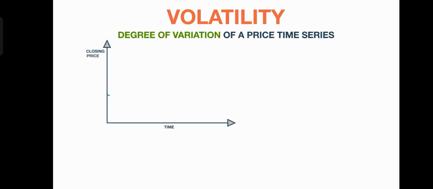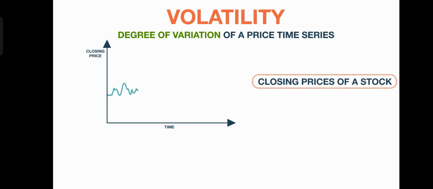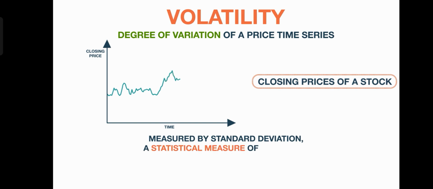In finance, volatility is the degree of variation in a price-time series, such as the closing prices of a particular stock. This is measured by the standard deviation of the time series, a statistical measure of dispersion that we have looked at in the previous reading material.